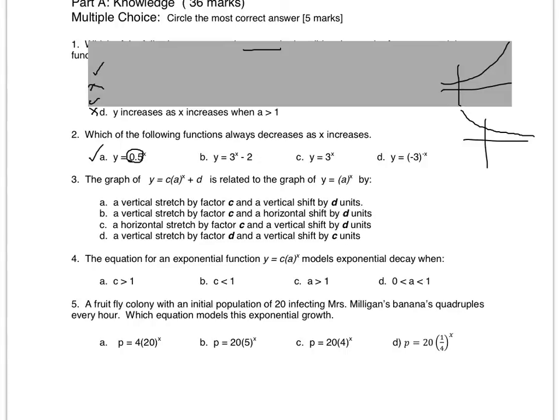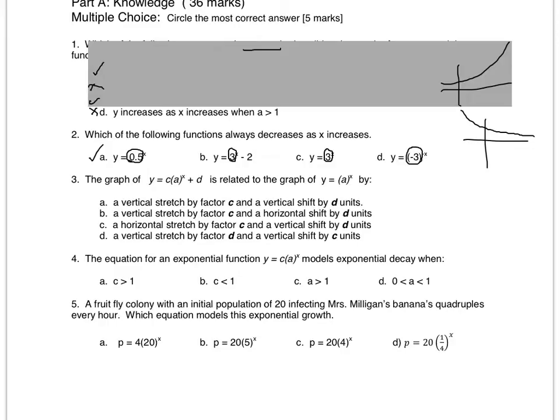This one is incorrect. The next one, which is B, because the base is greater than 1, it's going to be exponential growth. This is also incorrect, because 3 is greater than 1. And this one, because negative 3, the absolute value is 3, it's going to be greater than 1.